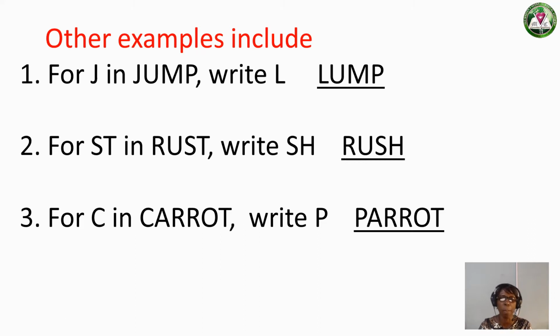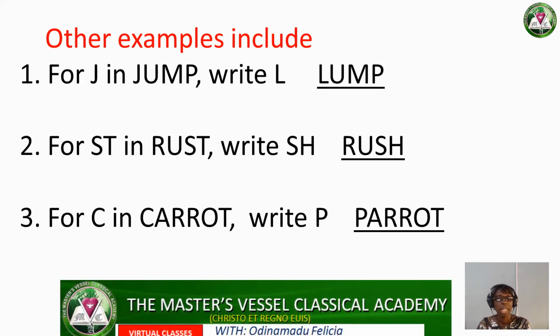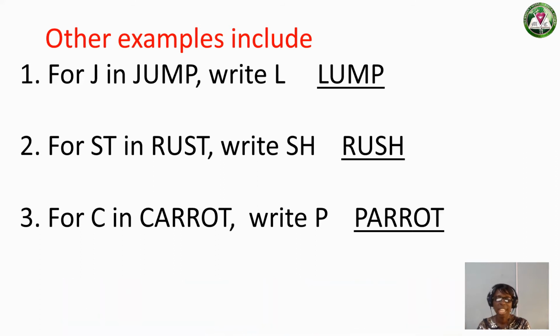Alright. Now let's see other examples that will help us. For J in jump, write L. If you change J to L, you will form a new word, and that new word is lump. For ST in rust, write SH. They want you to remove the ST in rust and add SH, and it will give you rush. For C in carrots, write P, and we will form a new word, parrot.